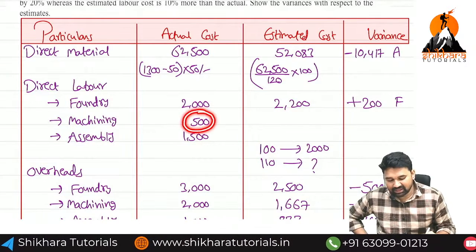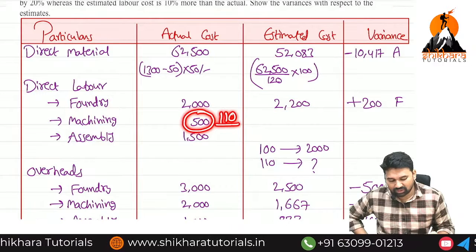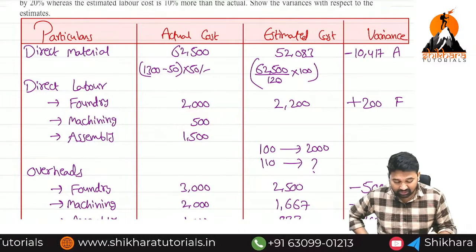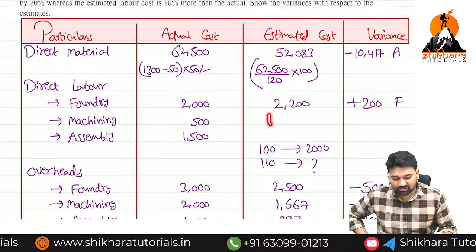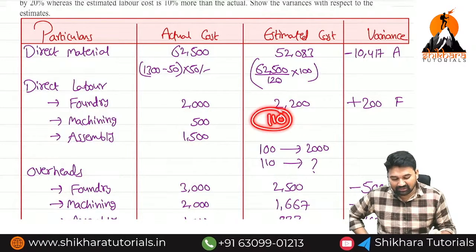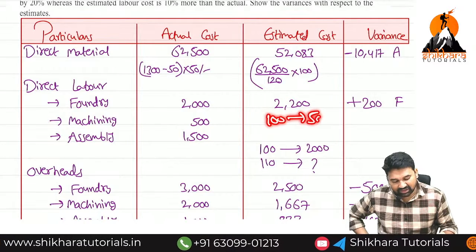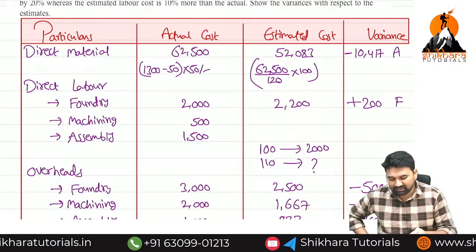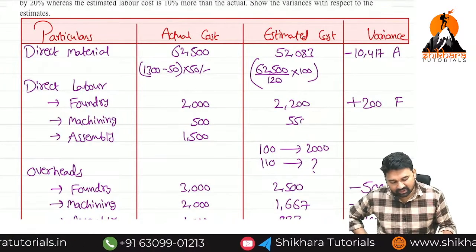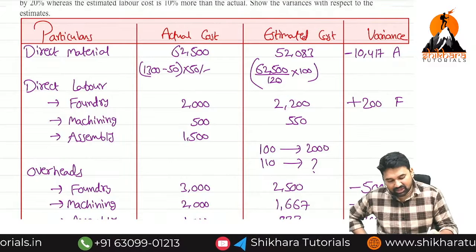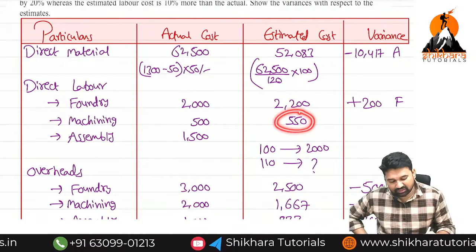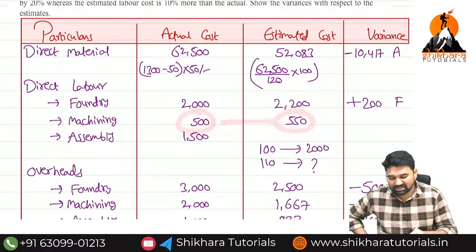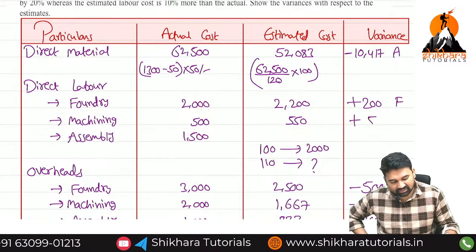And in the same way, listen carefully. Sorry, this 500 is 10%. 500 is equal to 100. Actual estimated cost is 110. If 100 is equal to 500, 110 is equal to how much? Simply 550. 550 means your estimate is 550, your actual cost is 500. What is the difference between 500 and 550? 50, plus or minus? Plus 50. F, right?